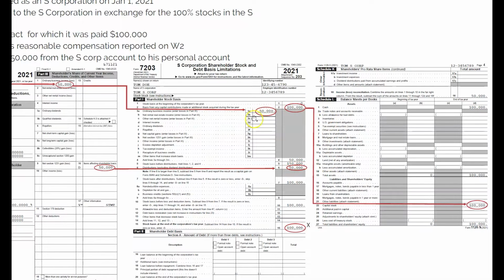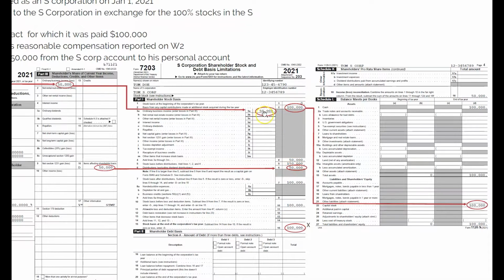Now, this is out of scope, but assuming this was a net loss, it would have decreased your basis to 50,000. But in this case, we have a gain. So your basis is increased by what you contributed plus your share of the income that you're going to be paying taxes on, 50,000. So we add this plus that, which gives us 150,000.